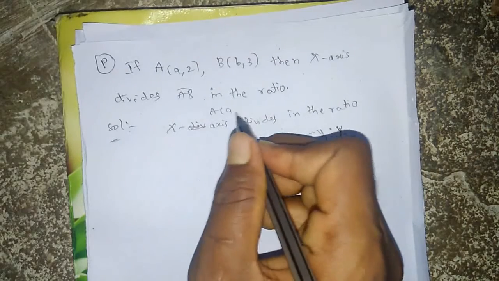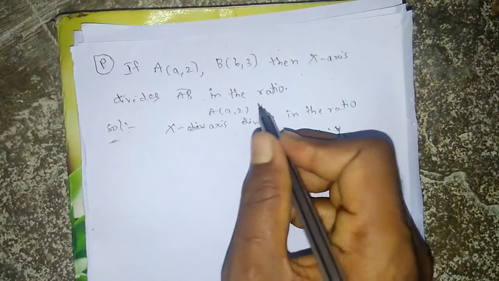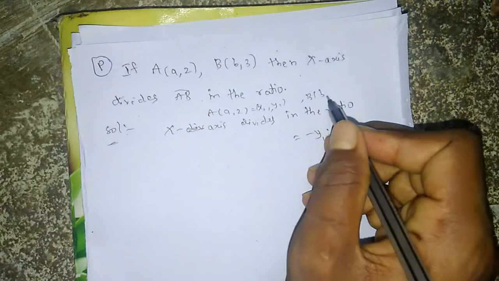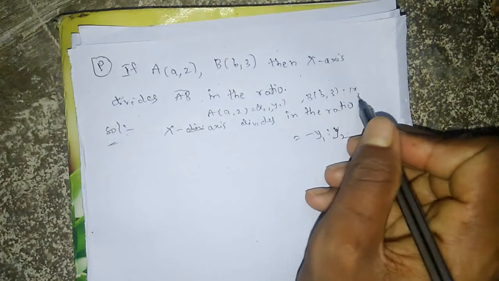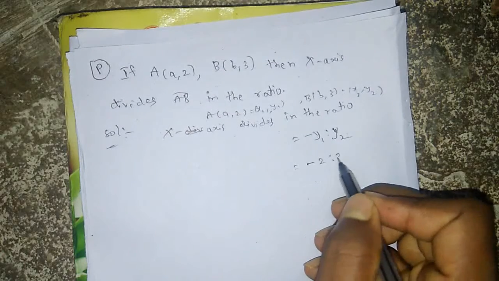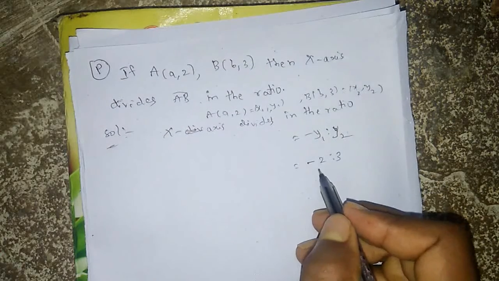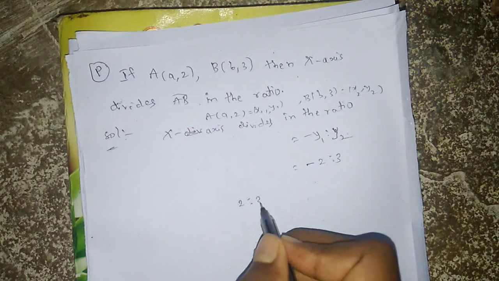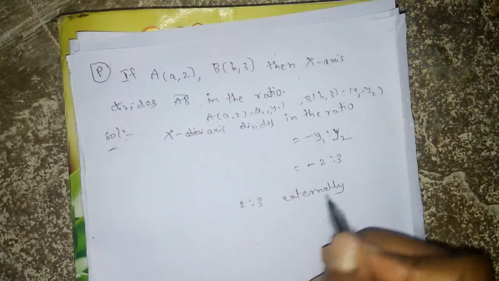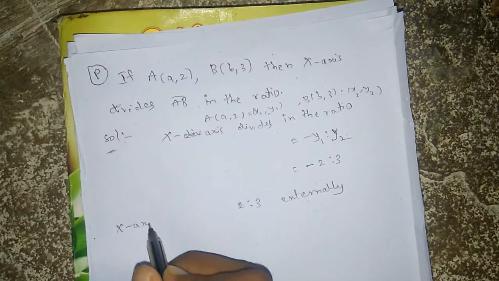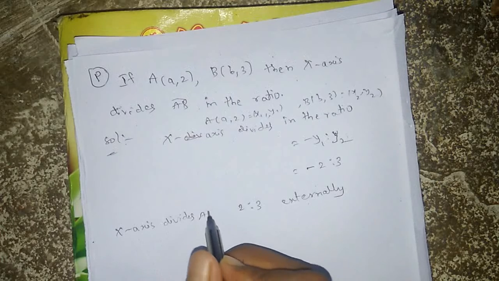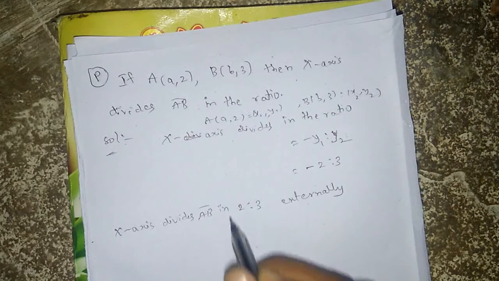Here A is given as (a, 2). This is (x1, y1). And B is given as (b, 3). That is (x2, y2). So your required ratio is minus 2 is to 3. So it is negative. A negative ratio means 2 is to 3 externally. The x-axis divides AB in the ratio 2 is to 3 externally.